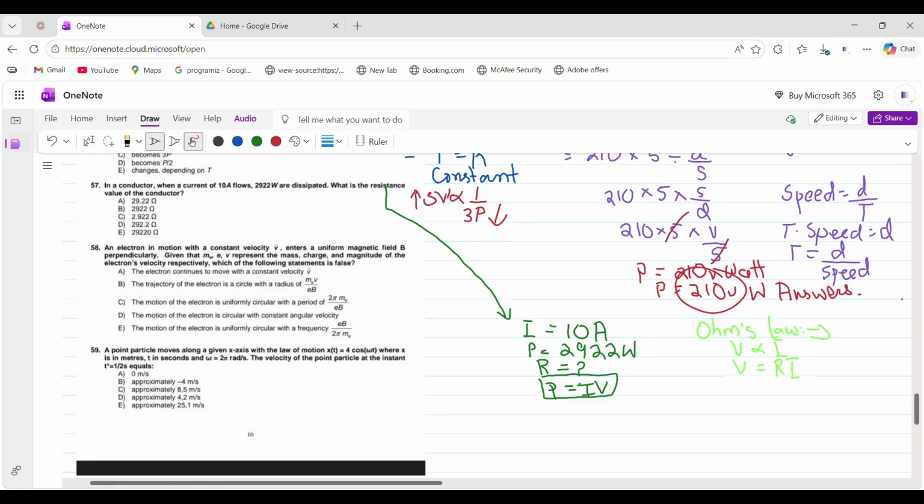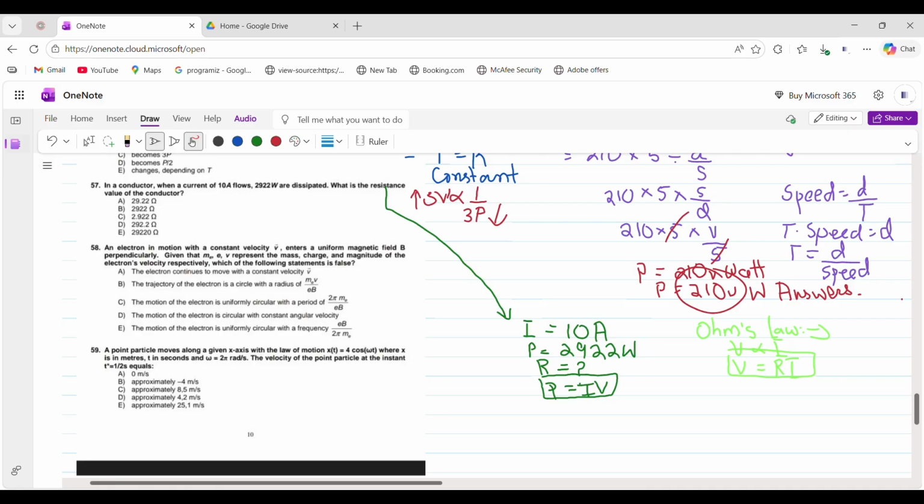So see now, basically the power formula we have gotten is IV. In the data they have given us I, but they have not given us V, and they have not mentioned R as well. So how are you going to find that? We have to use this formula as well now. See, V is equal to RI.